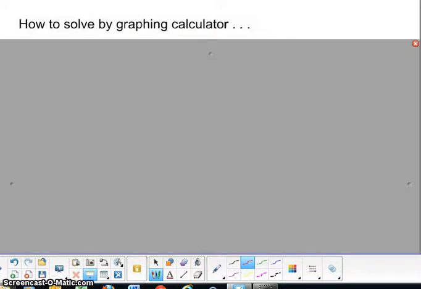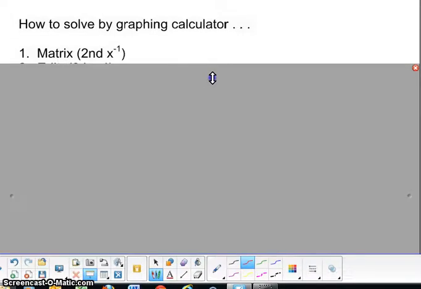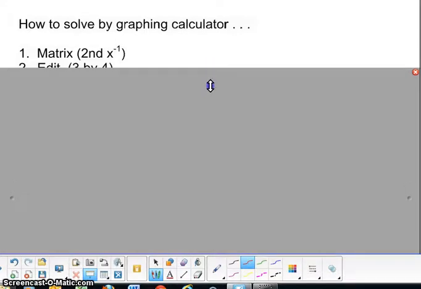Next, I want you to know also how to do these in the graphing calculator. It is with several steps, so I want you to go ahead and write this down. The first step is we're going to go to matrix, and as we've already been there before, it's second and then the x to the negative 1 button. Some of yours are different. You may have a matrix button all to itself.